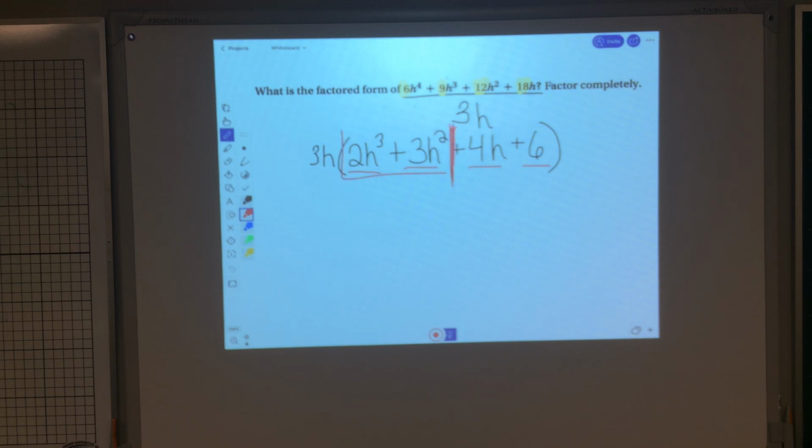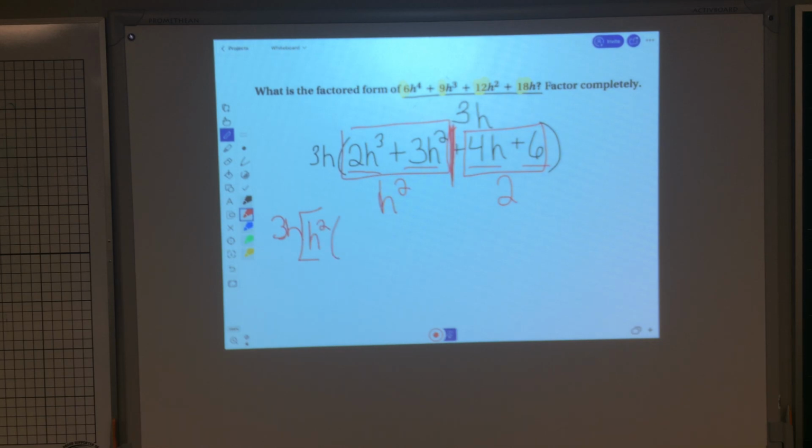Out of these first two terms, I can factor out an h squared. I can't factor out a number because 2 and 3 aren't divisible by anything. In the second set of numbers, I can only factor out a 2 because the first one has an h and the second one doesn't. This one gets a little bit longer because, if you remember, I already factored out a 3h, so I have to remember that's there. In the first part I factored out an h squared.